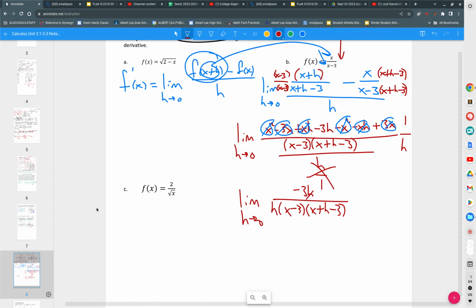We're going to now reduce this h with that h, and we get the limit as h goes to 0 of negative 3 over x minus 3 times x plus h minus 3. So in order to finish off this derivative, what is the last thing I have to do? Plug in 0 for h. And when you plug in 0 for h, what do you see about this denominator piece? They're the same, and so we get negative 3 over x minus 3 quantity squared. That's the derivative.